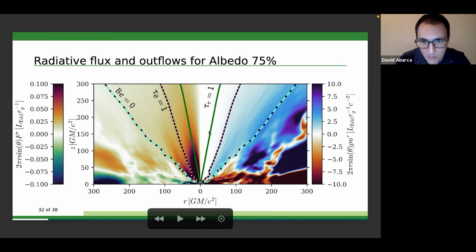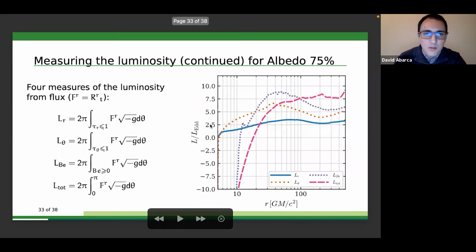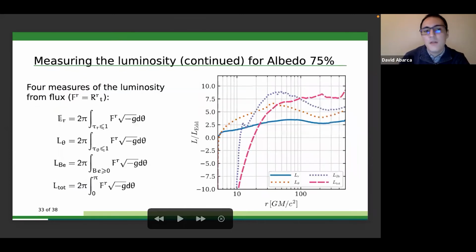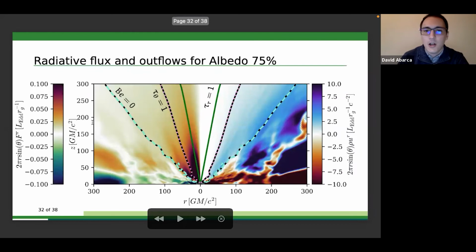You integrate radially and find the location where the optical depth equals 1. And if we want to compute the luminosity, we could integrate the flux only in regions where the optical depth is less than 1. So we would integrate the flux over this whole region here, and that would give us this one measure of the luminosity called LR.